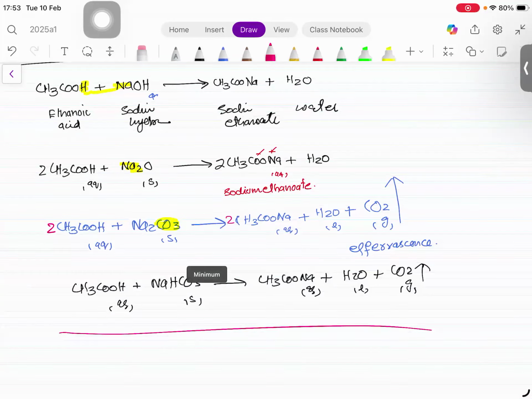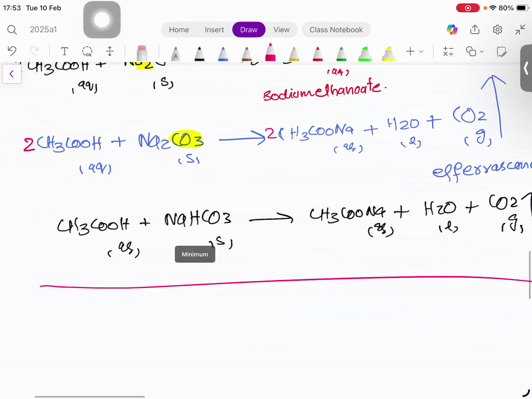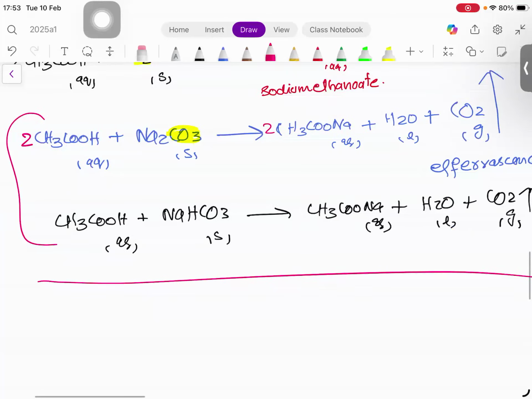So this is how metal compounds, when they react with acids, always produce salt, water and carbon dioxide, or salt and water, or salt and hydrogen gas. And when the reaction is fast, they also fizz. They also produce a lot of effervescence. So please write down the last two reactions. The last two reactions are also the test for the functional group of carboxylic acids, right?